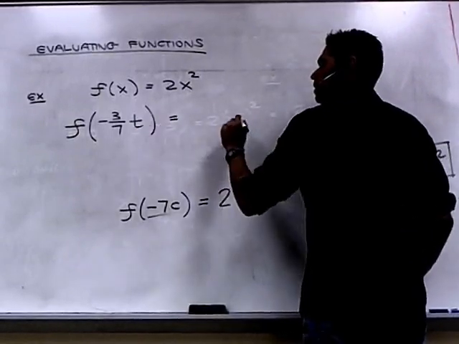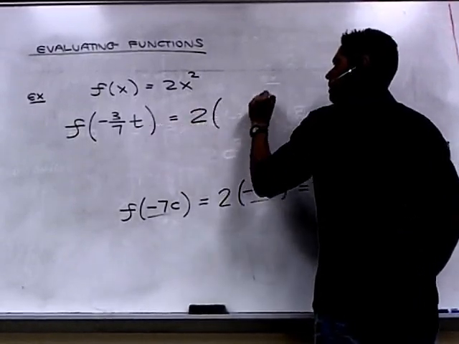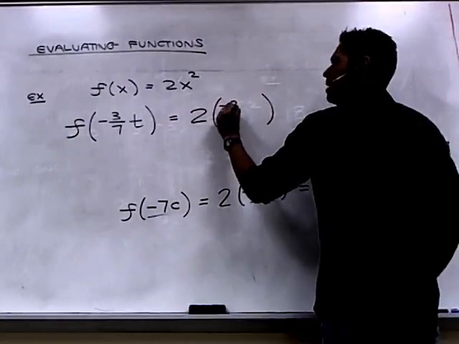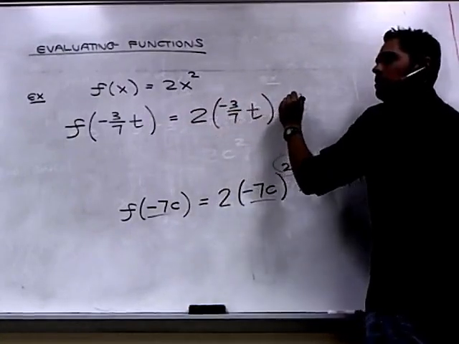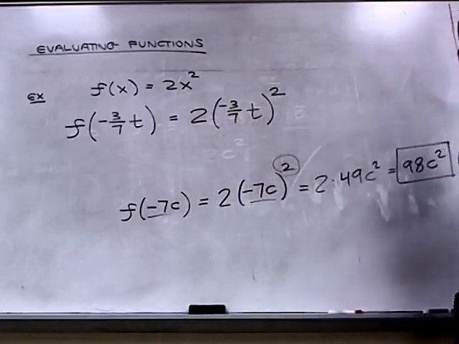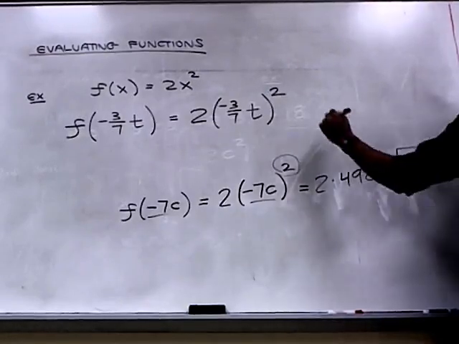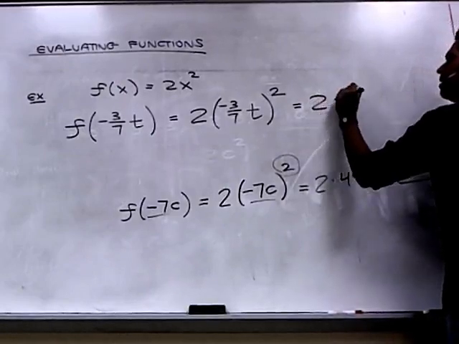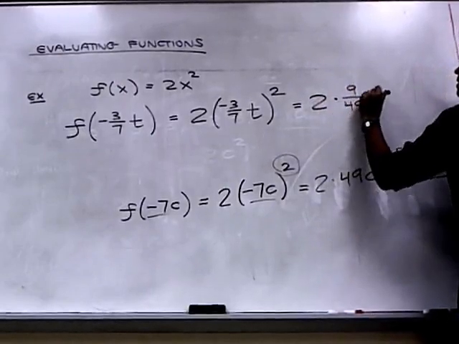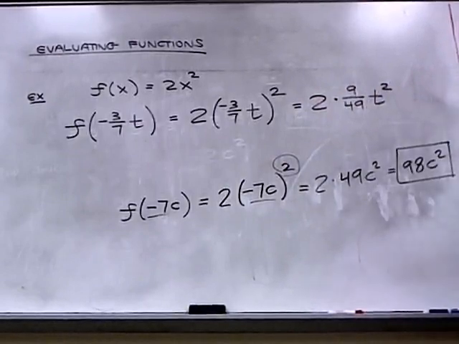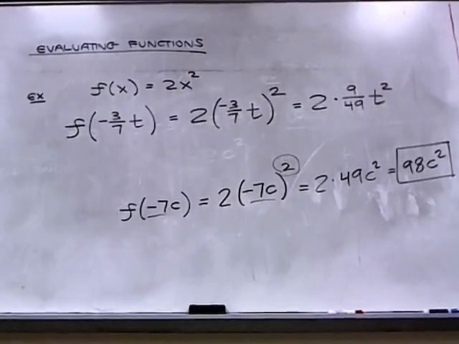That's a t. So 2 times what? Negative 3/7 t, but then squared. What's negative 3/7 squared? 9 over 49. And then t squared would be t squared. So I have 2 times 9 over 49 t squared. What's 2 times 9 over 49? 18 over 49.